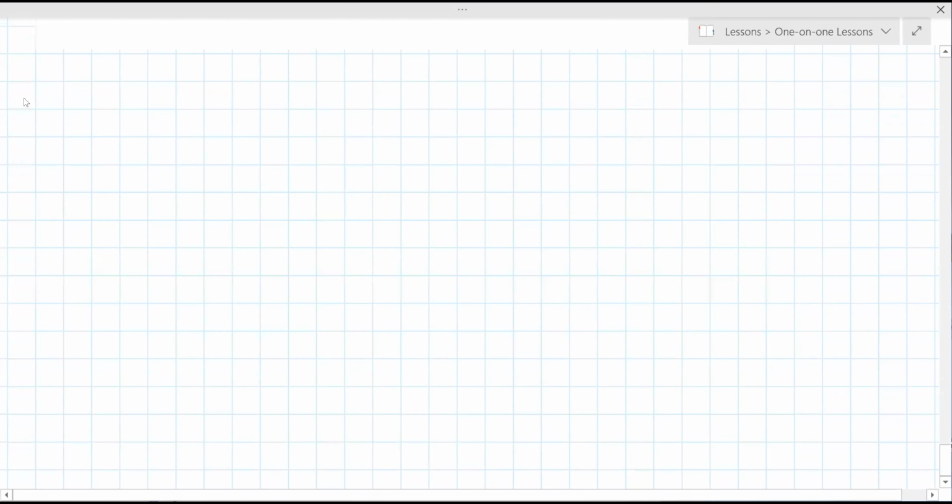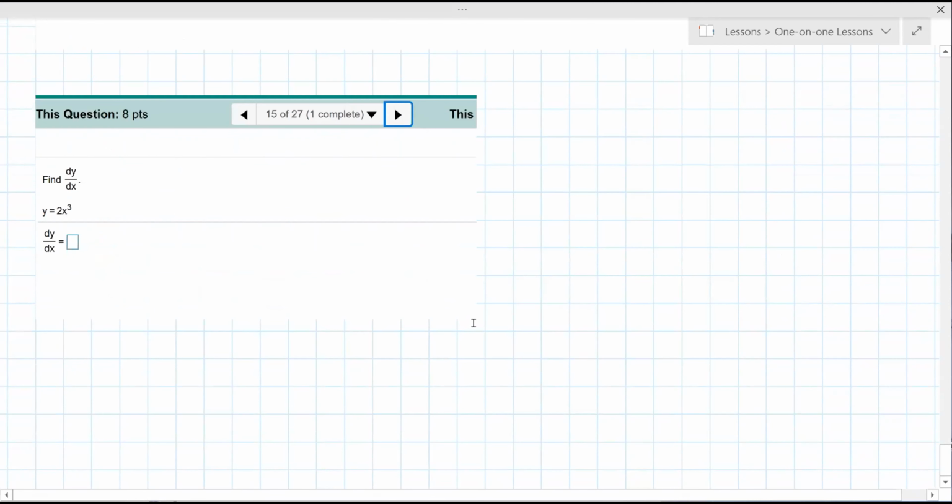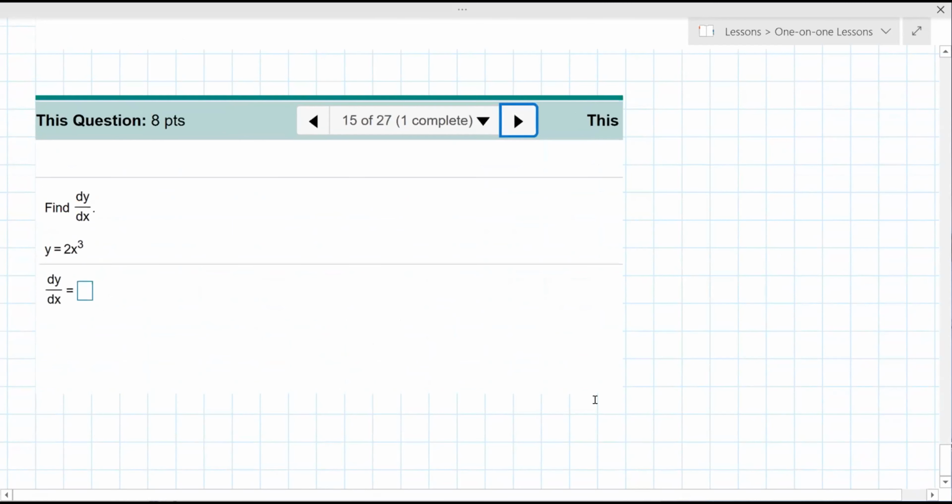It's a point that the instructor should have emphasized over and over again. This means find the derivative. This means find the derivative. Okay, this is a power rule. So it would just be 6x squared. Very good.